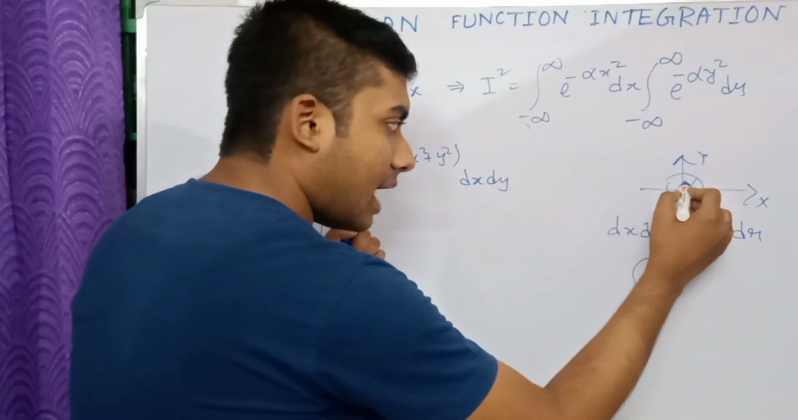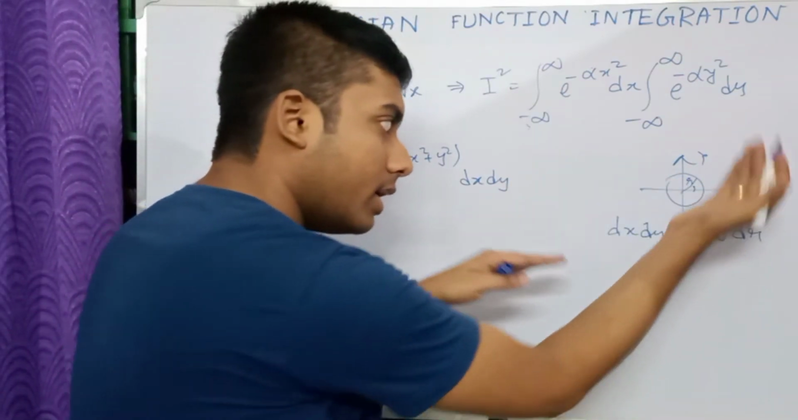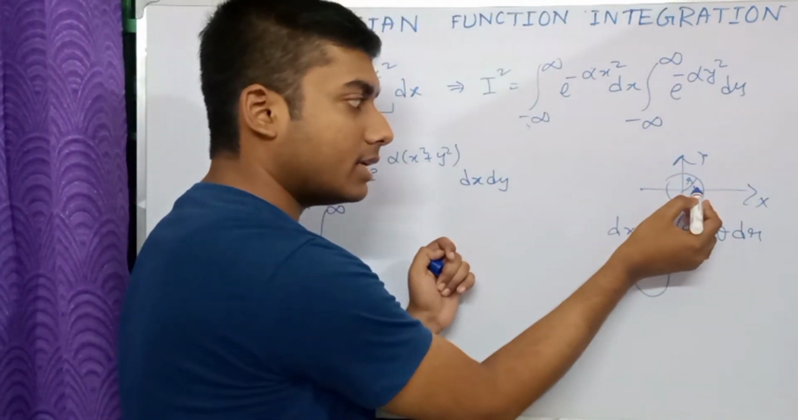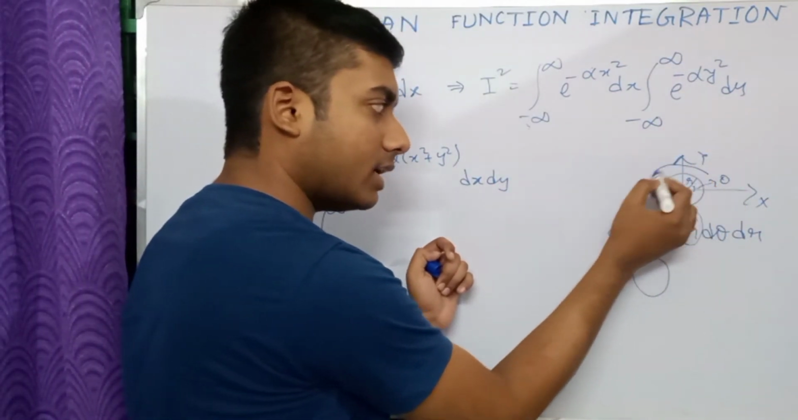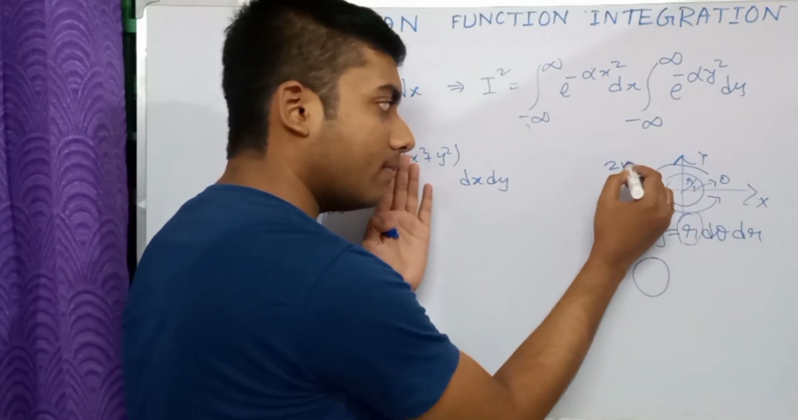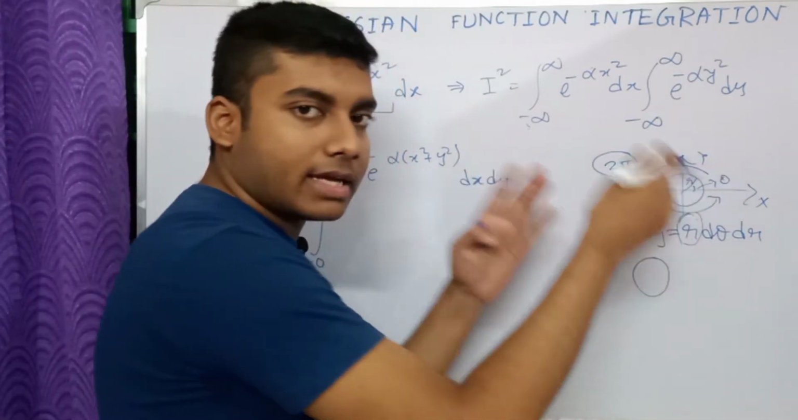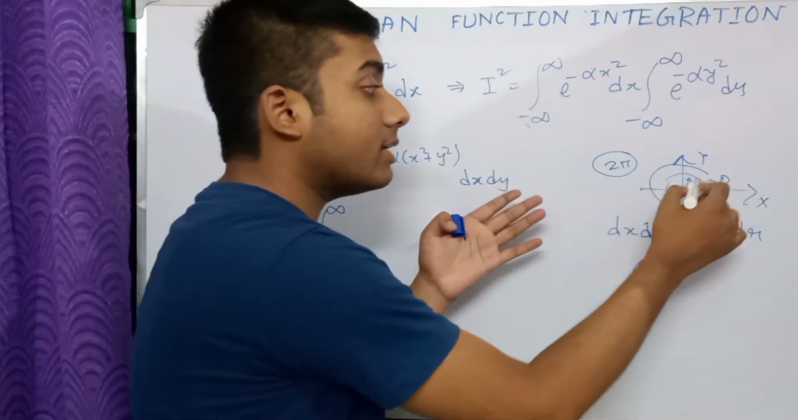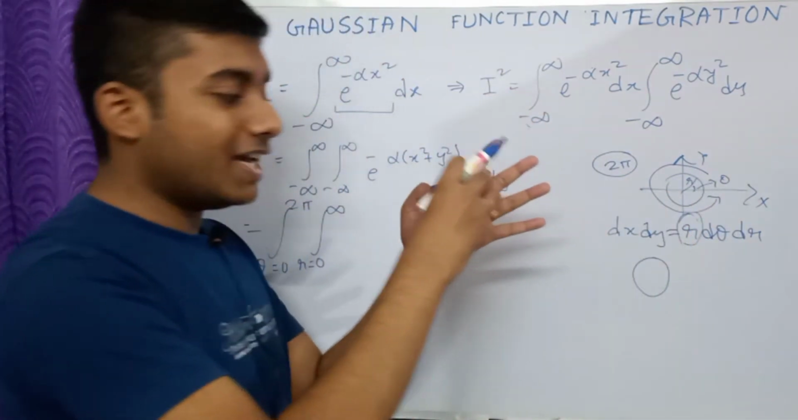And this is the radius r and this is the theta. So if we complete the circle, that means from here theta, it is theta. So if we complete the circle 360 degree or 2 pi, then this area is covered, a circular area, and the radius is r.